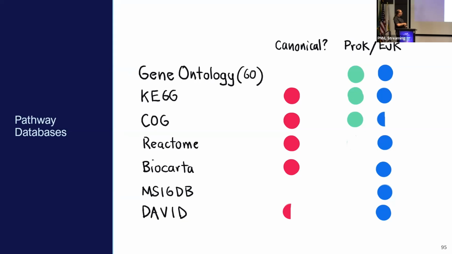Many of these other databases have very similar kinds of content. You'll see that Reactome has a lot of the same metabolic pathways as KEGG. They have other things too. So in terms of which one to use, it's really a matter of which one seems to be most tailored to what you're looking at.